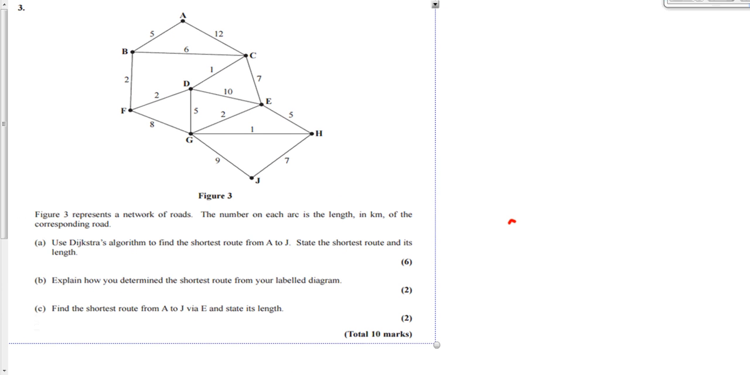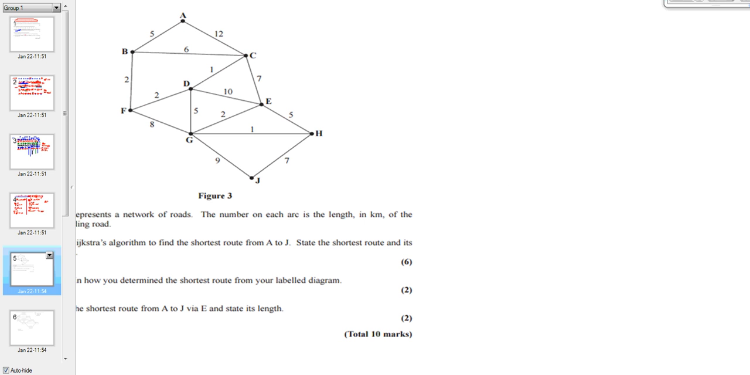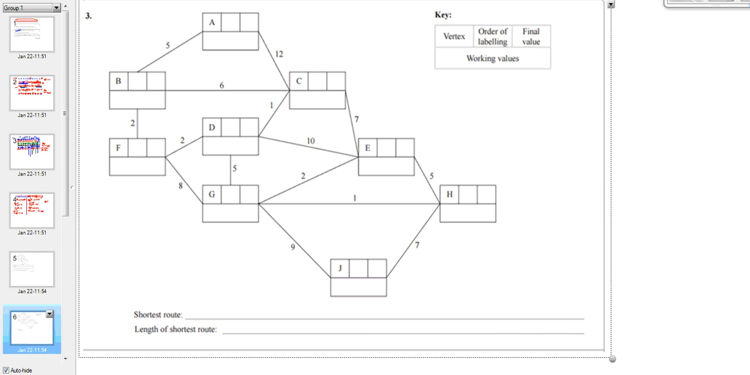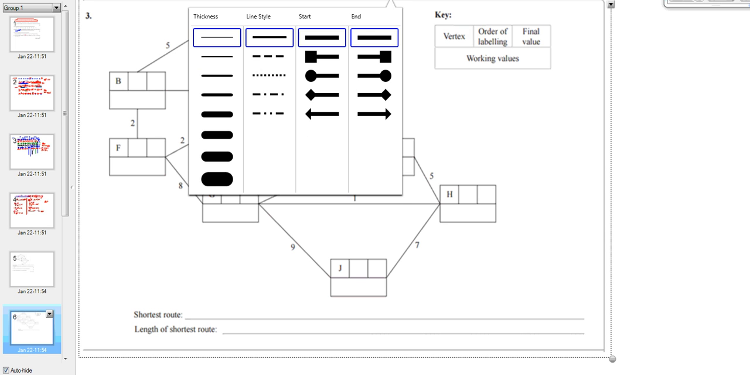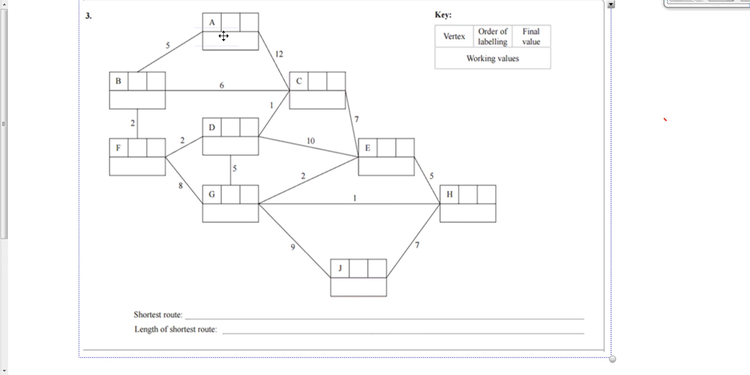Okay, the next question was this one here, which is Dijkstra's algorithm to get from A to J. And for this one, you get to use the answer booklet in the back. So we have this one here. Now I know we've done this one in class, but we can always use this as revision. So the box here is explained here.